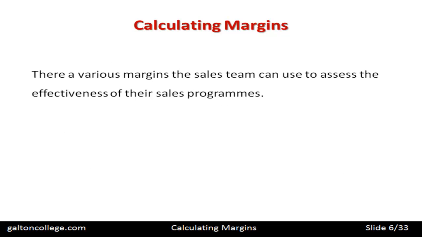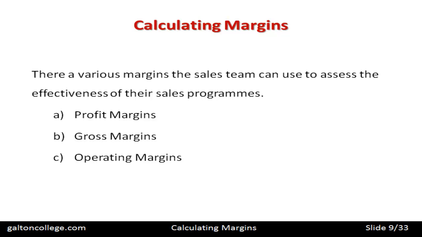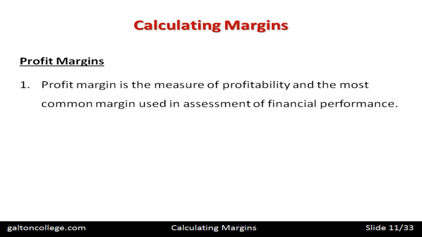There are various margins the sales team can use to assess the effectiveness of their sales programs. For example, they could look at profit margins, gross margins, operating margins. And so we have three. Now, profit margin is the measure of profitability and the most common margin used in the assessment of financial performance. We often talk about profit margins. This is where it fits in. This is where the term is used.